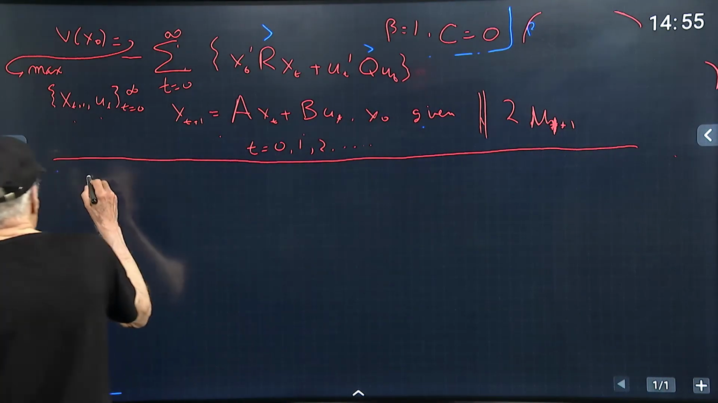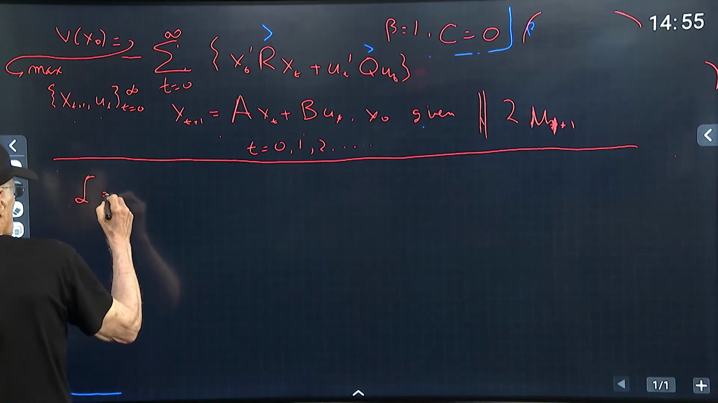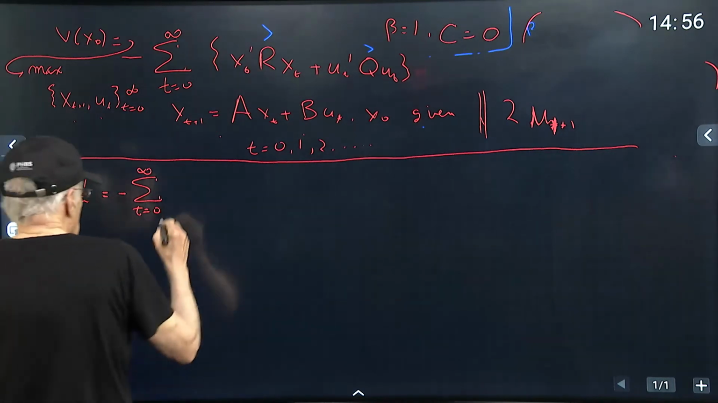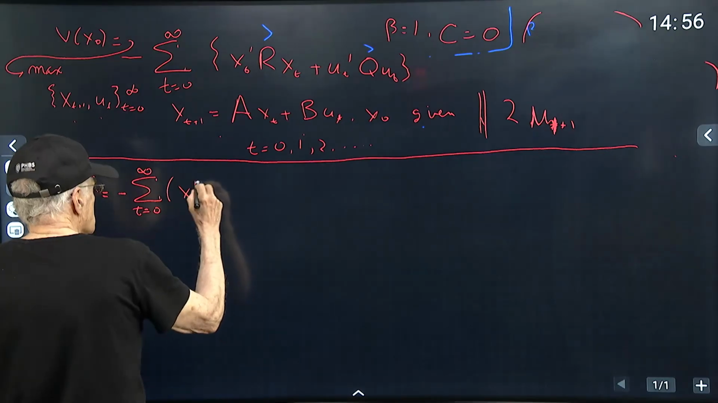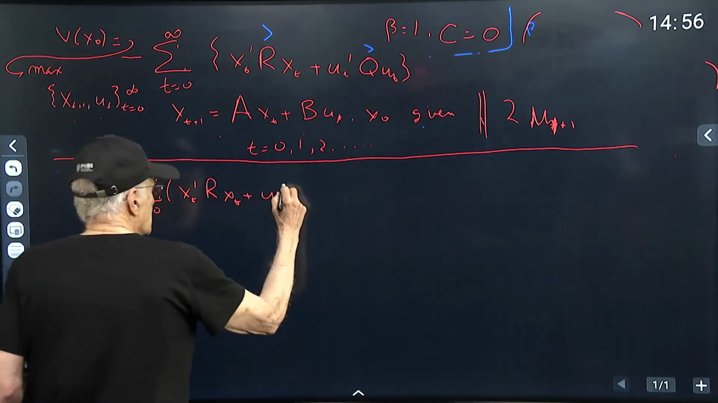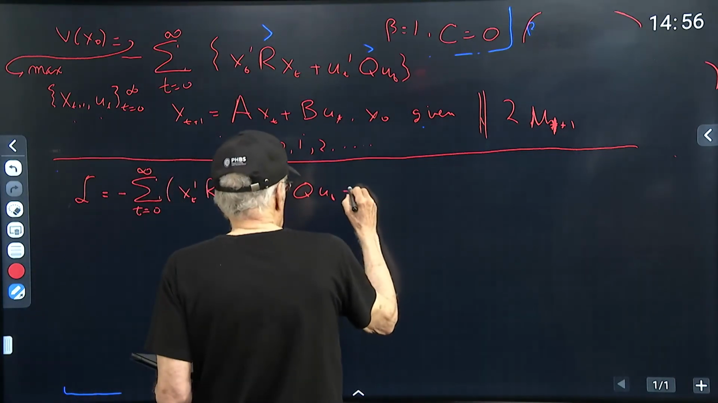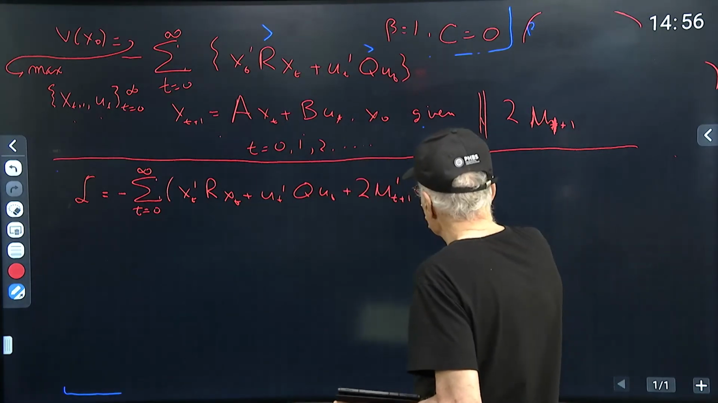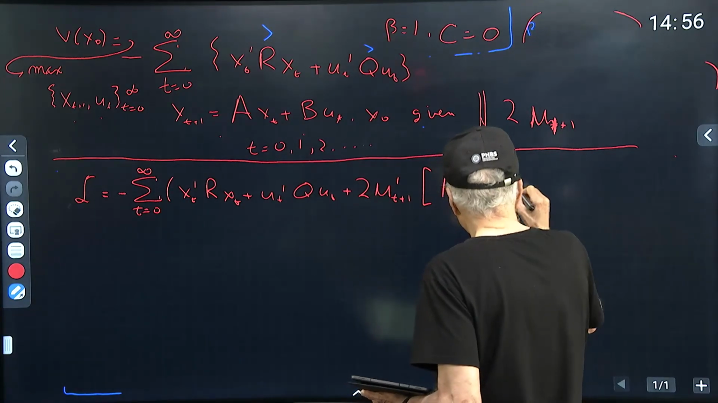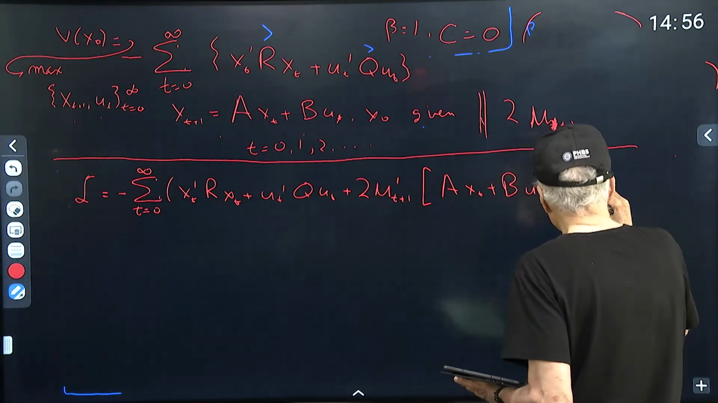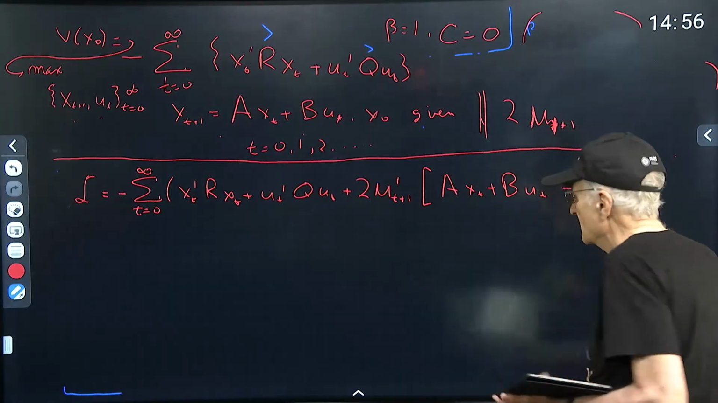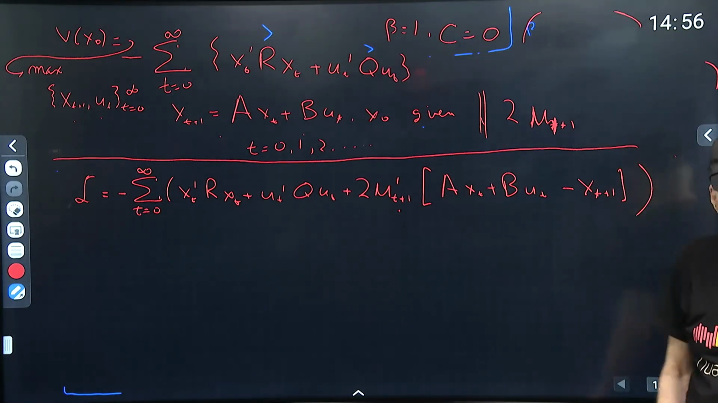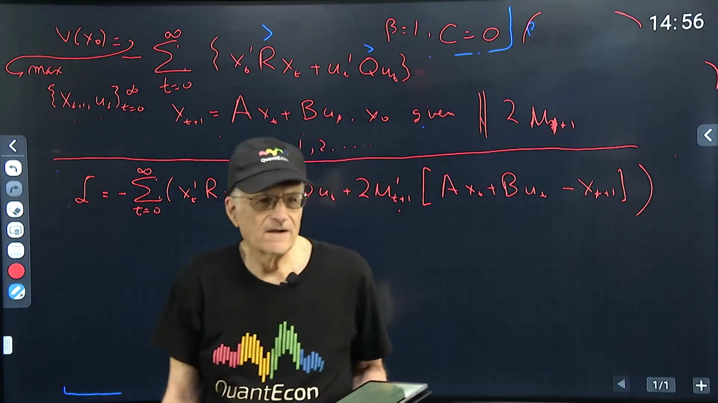So my Lagrangian is going to look like this. It's going to be a minus. I just copy this. There's my Lagrangian. I've got to transpose it. And here's my constraint: A xt plus B ut minus xt plus 1. It's my big Lagrangian. So that's my multiplier on this constraint, just as I promised, okay? Well, there it is.